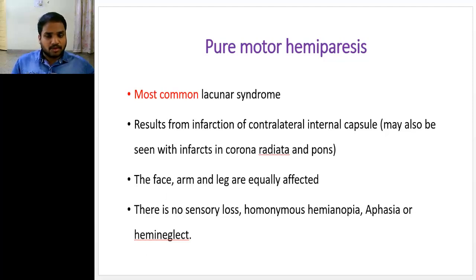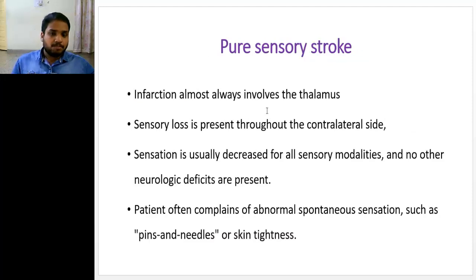Now another lacunar infarction syndrome is the pure sensory stroke, right? So in case of pure sensory stroke, the infarction almost always involves the thalamus. So the sensory loss is present on the contralateral side, and the sensation is usually decreased for all sensory modalities, and no other neurological deficits are present. Fine. It is a pure sensory stroke. And the patient often complains of abnormal spontaneous sensations like pins and needles or skin tightness. So these are often the complaint of the patients with a pure sensory stroke.